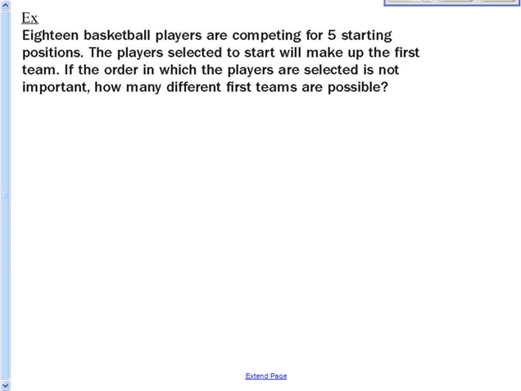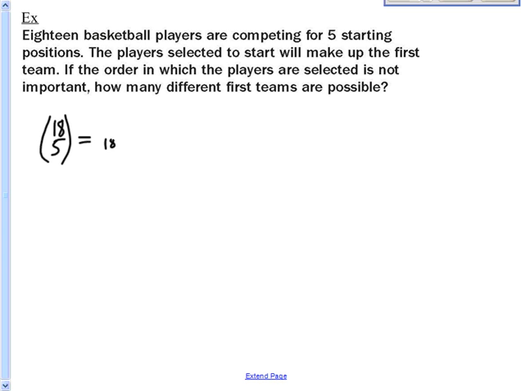18 basketball players are competing for 5 starting positions. The players selected to start will make up the first team. If the order in which the players are selected is not important, and it even gives you a big hint here, how many different first teams are possible? It's a combination, order doesn't matter. I have 18 on my team and I'm choosing a set of 5. Doesn't matter what order the 5 are in.